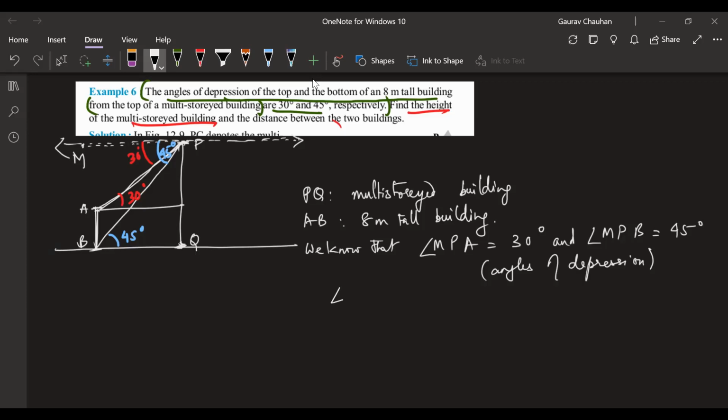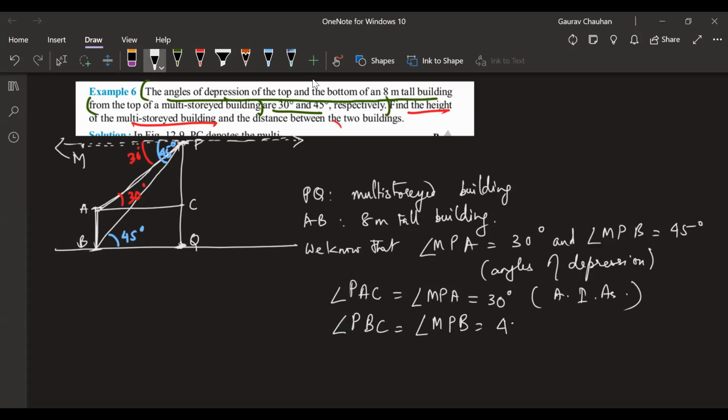So let's put this point as C. Angle PAC is equal to angle MPA, which is equal to 30 degrees. Why? Alternate interior angles. Similarly, angle PBC is equal to angle MPB, which is equal to 45 degrees. Alternate interior angles.